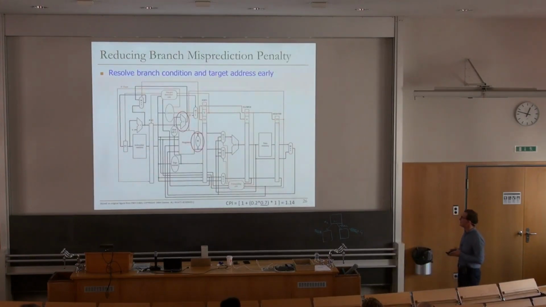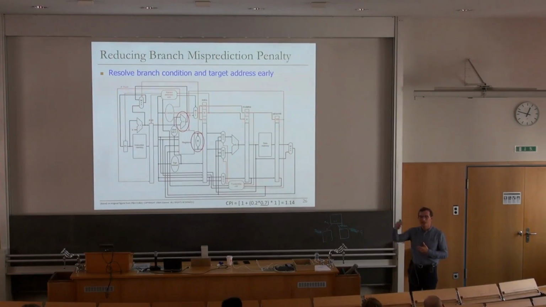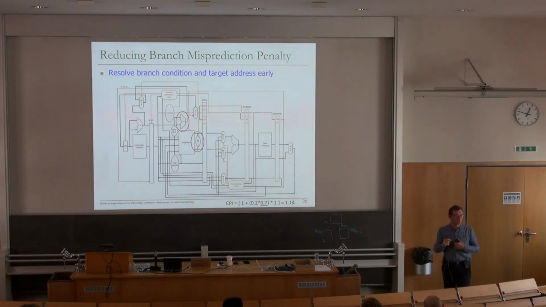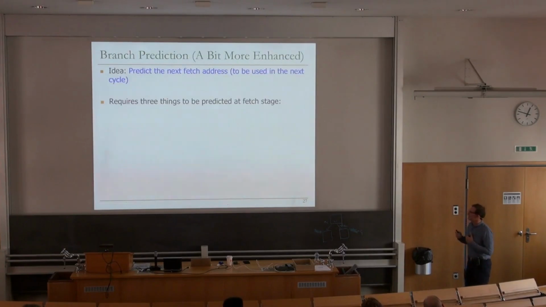And usually the trade-off is by reducing the penalty for a wrong guess, you're, yes, reducing your cycles per instruction, but you're very likely also reducing your frequency. Okay, maybe you'll have fun with it in your lab.